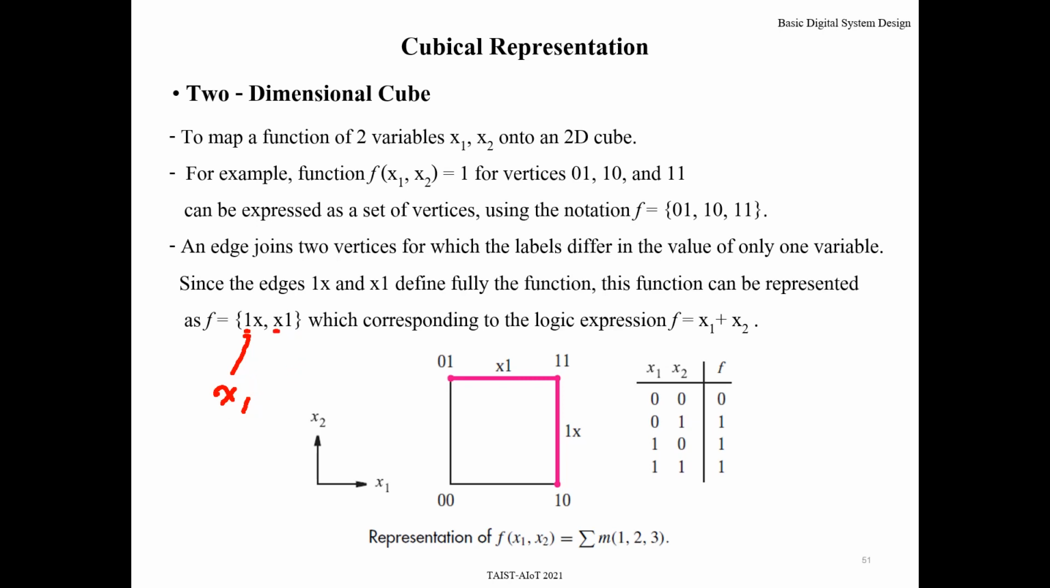And this one, x1 can be both 0 or 1, not affecting the result. So there is no term of x1 for this. And this one is the value of x2, so you can write the expression as x1 or x2 that can make the function 1.